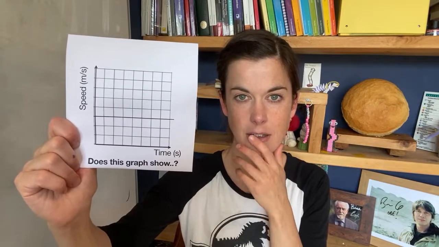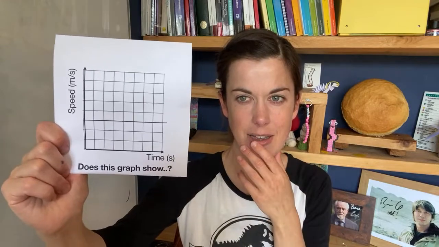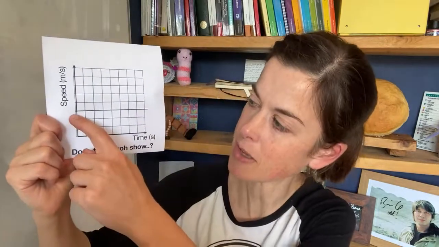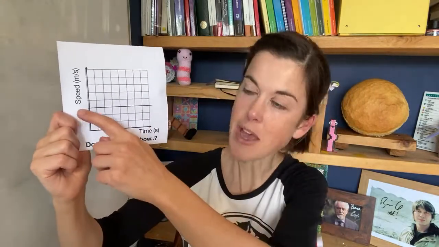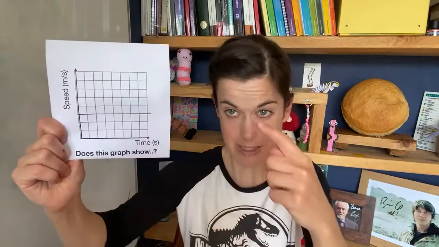Got an answer? Is it moving? Yeah, it's definitely moving. It's going at, let's say, 3 meters per second. But its speed is not changing. It's going at a constant speed. That's what a speed time graph looks like if something is going at a constant speed.